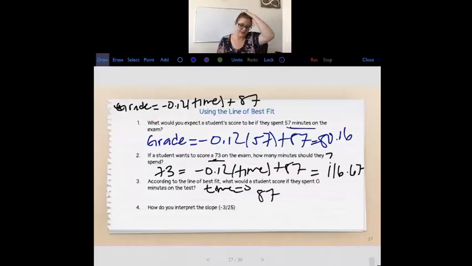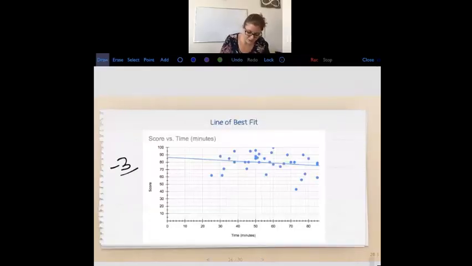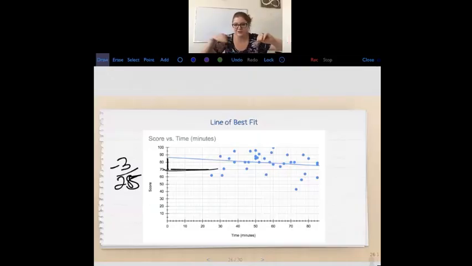And how do you interpret the slope? So remember that slope is a rate of change. So if we're dealing with slope as negative 3 over 25, we would go negative 3 on the y-axis and 25 on the x-axis. And I'm just drawing it here to show you. So your score goes down 3 points for every 25 minutes longer you spend on the exam.